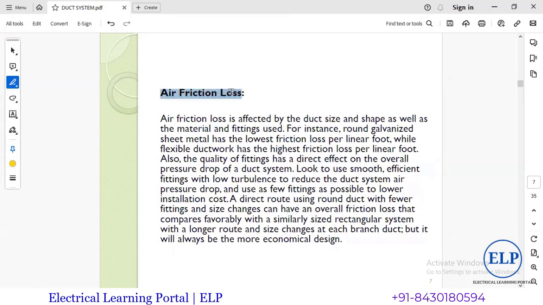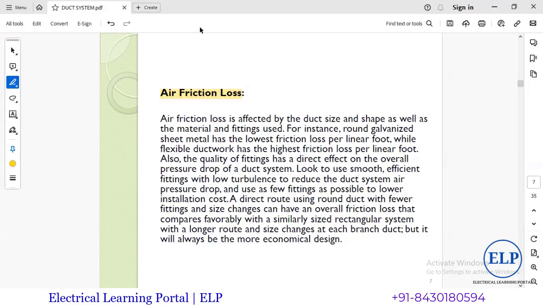Similarly, air friction losses, as I told you, are affected by the duct size, shape, the material and the fittings used. Fittings also play a very important role. Sometimes you are using improper fittings, and you have not jointed the fitting properly, so some air will leak out from that particular ducting. If you remember, in our HAP calculation we considered 5% duct leakage. It means that we can accept 5% leakage. Suppose you are transferring 1000 CFM, 5% of 1000 CFM will become 50 CFM. If 50 CFM is leaking out, it's not an issue.